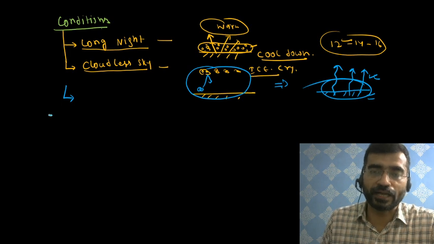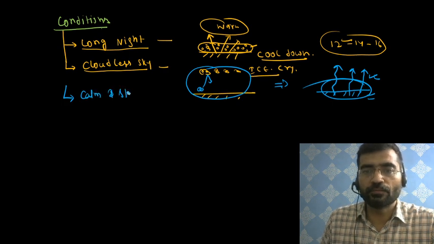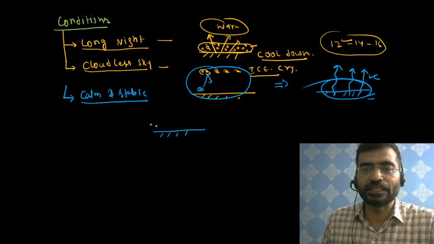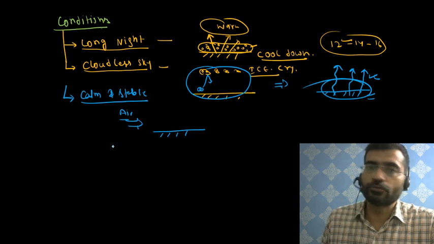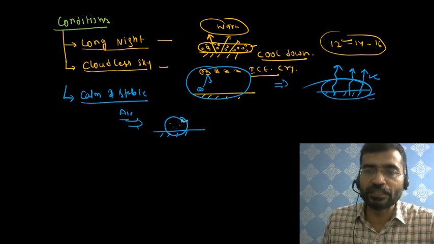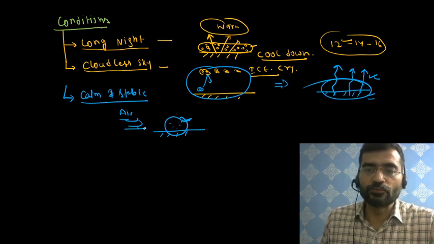Next factor you may highlight here: calm and stable atmospheric condition. If there is movement in air, horizontal movement in air, suppose warm air is blowing from a different side, in that case the prevailing inversion condition may not evolve. That may be damaged, maybe disturbed by the prevailing wind, if it is warm or if it is cool. So cool wind or warm wind may disturb the prevailing condition.